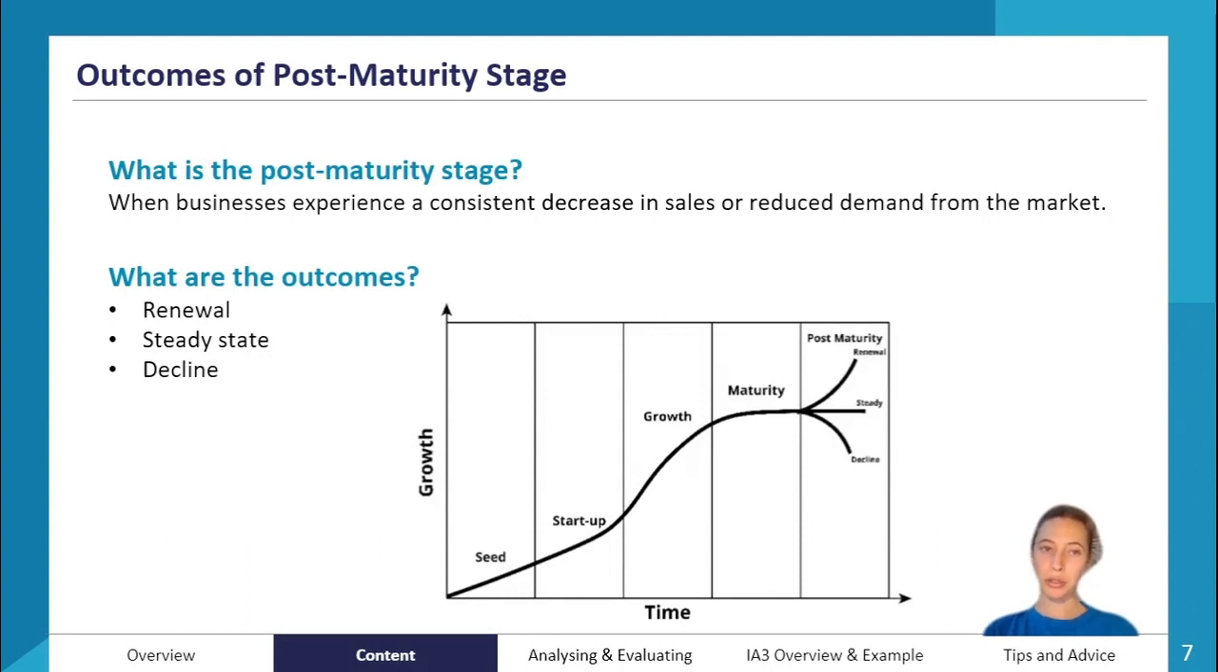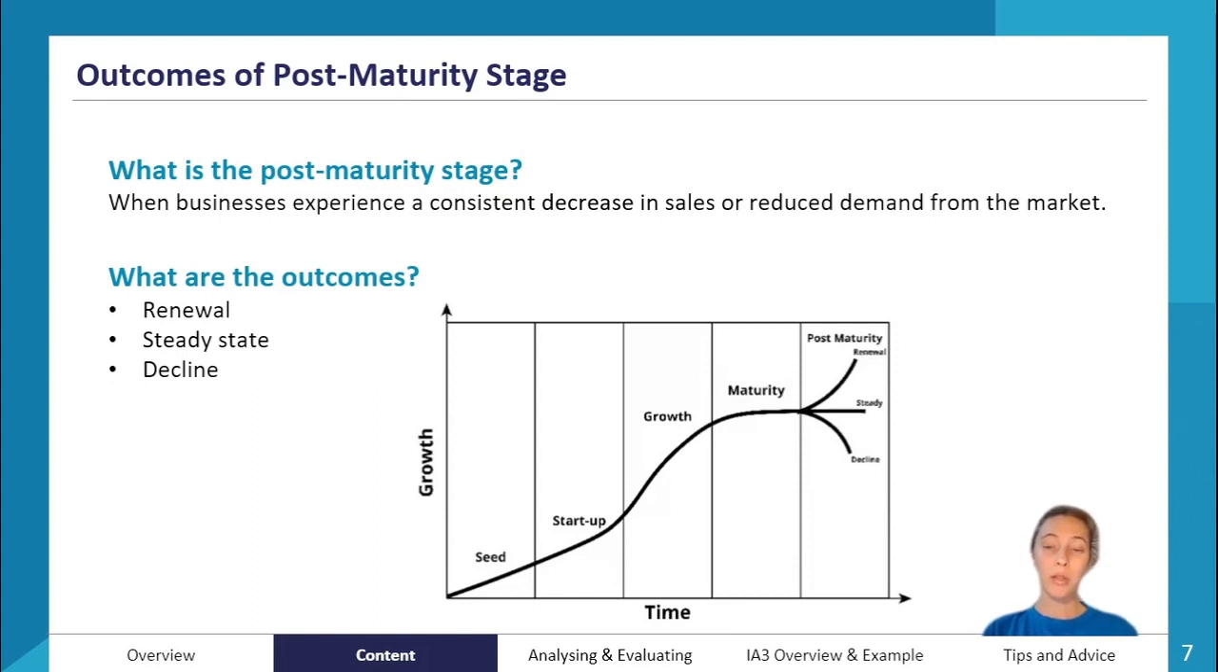Okay, without further ado, let's have a look at the post-maturity stage. So, what is this stage? This is when a business is experiencing a consistent decrease in sales or a reduced demand from the market. So, it's exactly following on from maturity. Maturity was all about having that plateau, that sense of being at the top of the market in the industry that the business is operating in. In post maturity, it's not as stable as that, but there are three different outcomes.